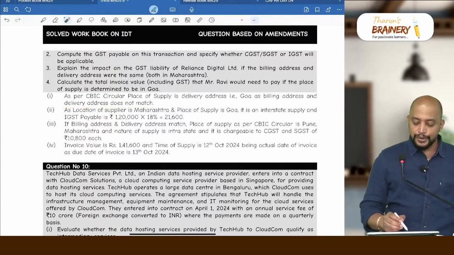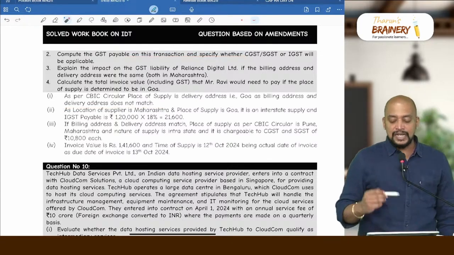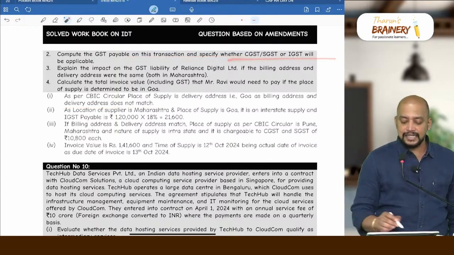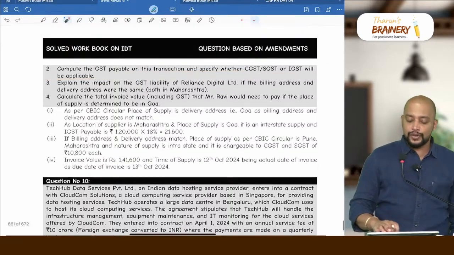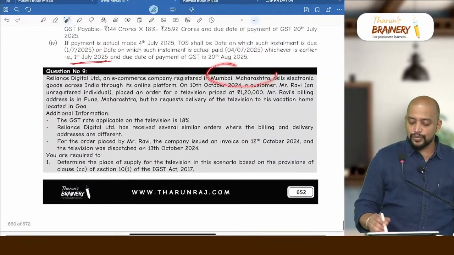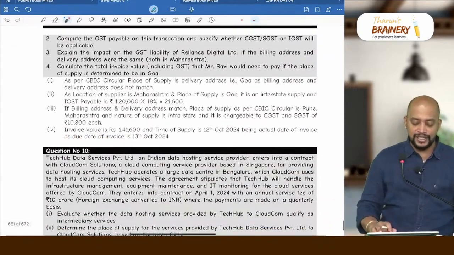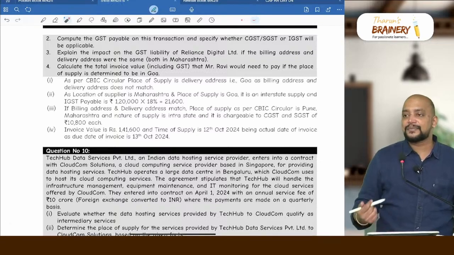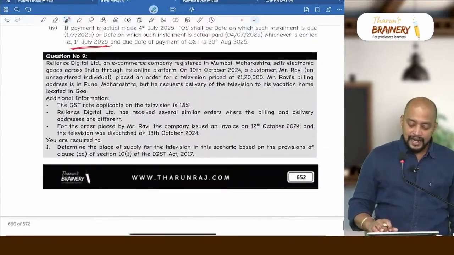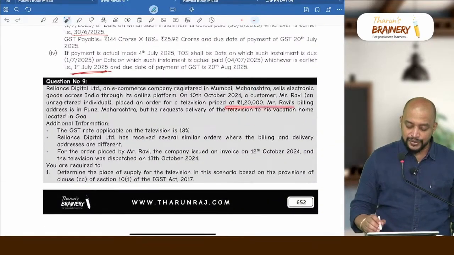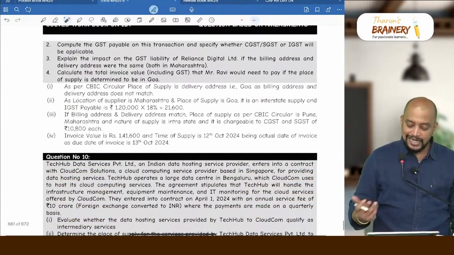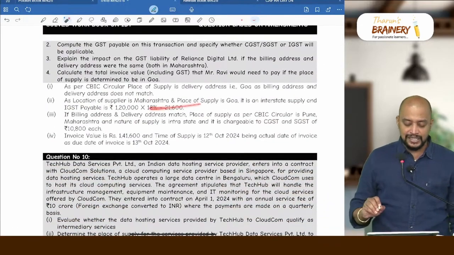Second point, compute the GST payable on this transaction and specify whether CGST, SGST or IGST will be applicable. So, location of supplier, Reliance Digital, Mumbai, Maharashtra, place of supply, Goa, therefore it will be interstate supply chargeable to IGST, and the value will be here 1,20,000 into rate of GST 18%, so 21,600.